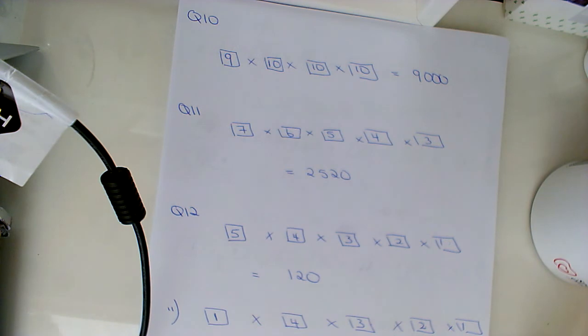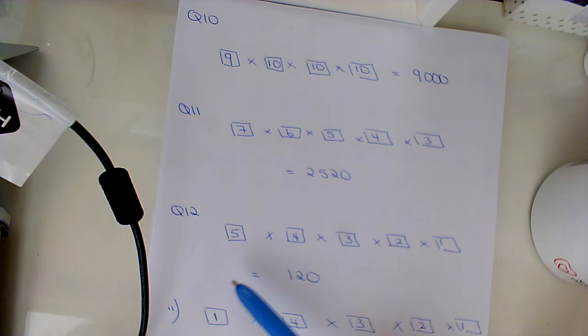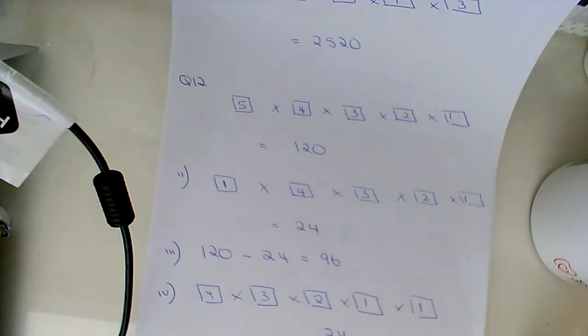Question 6 said, in how many ways can the letters of the word MODAL be arranged? So here I drew out my boxes, M-O-D-A-L, so there's 5 boxes, and I'll go 5 by 4 by 3 by 2 by 1, so there's 120 different ways. Part 2 then says, how many of these arrangements begin with L?